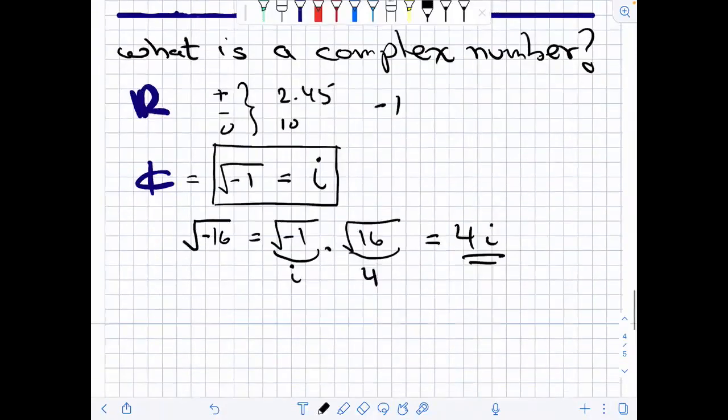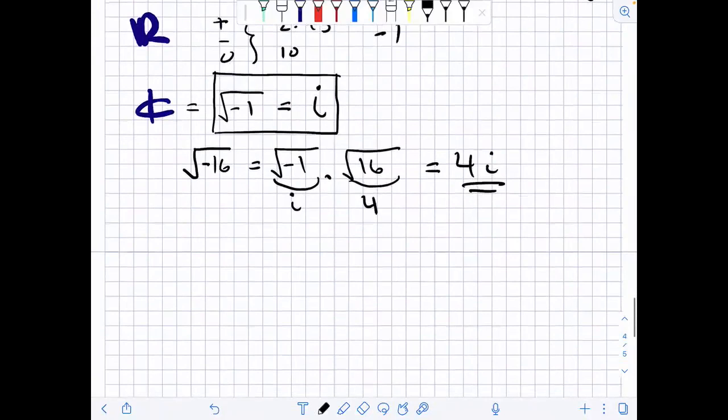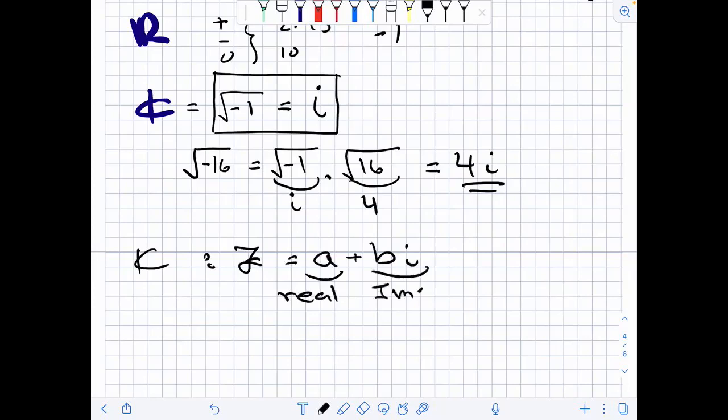Every complex number will be written in the form, we'll call it usually the last letters of the alphabet. So it'll be Z, W, U, and so forth. We won't call it X, Y usually. And it'll be in the form a plus bi, which means it'll have a real part plus an imaginary part. The imaginary part is counting how many i's we have. So let's look at a few examples.